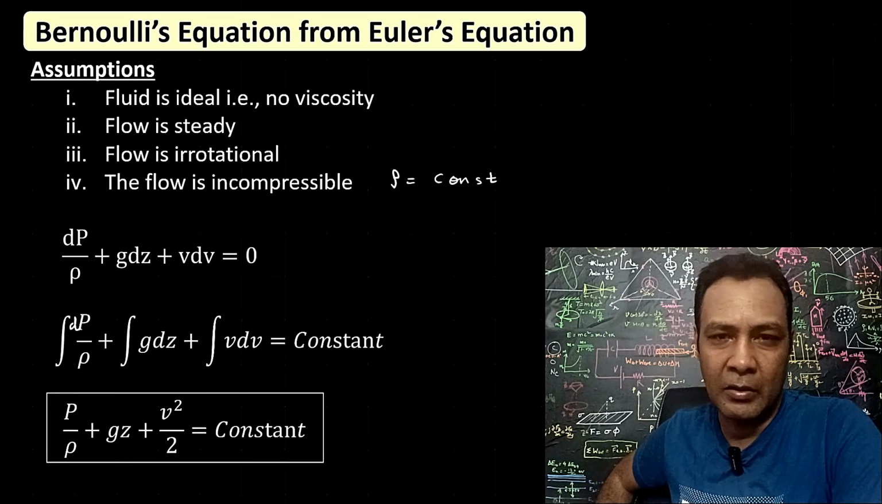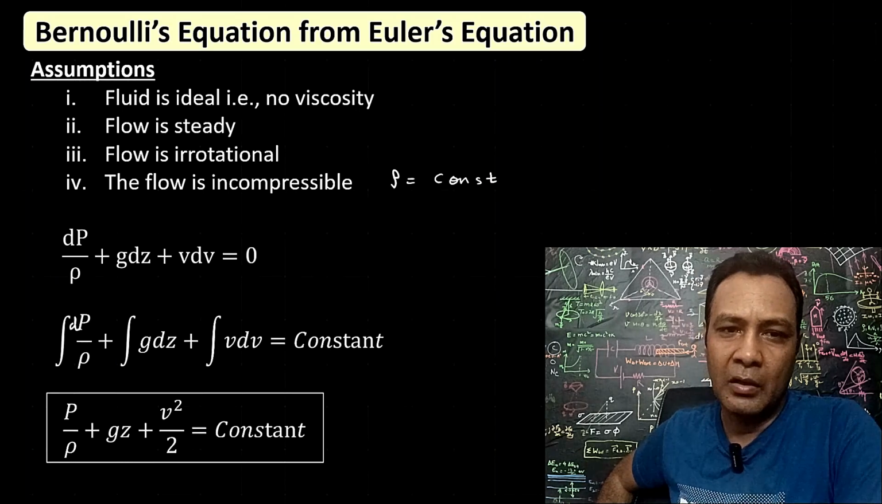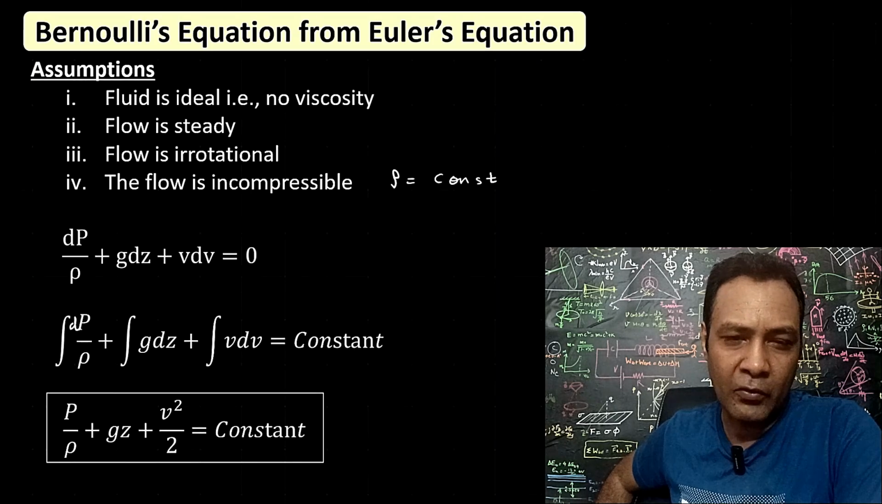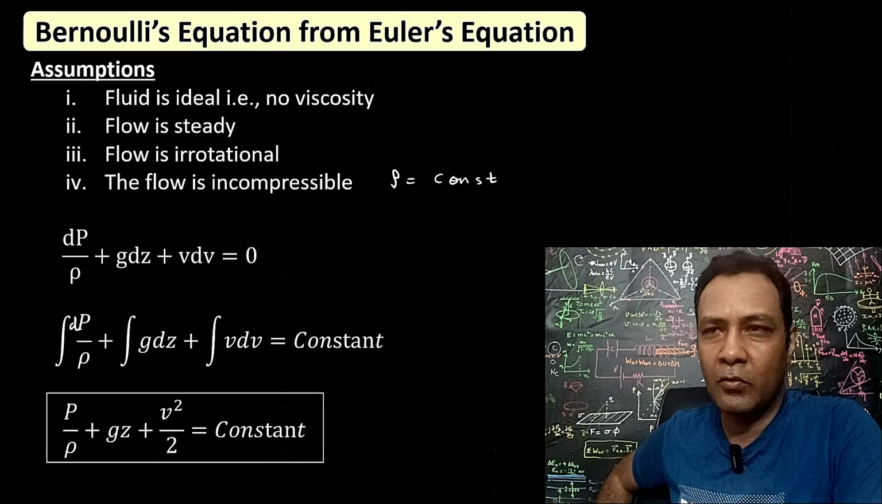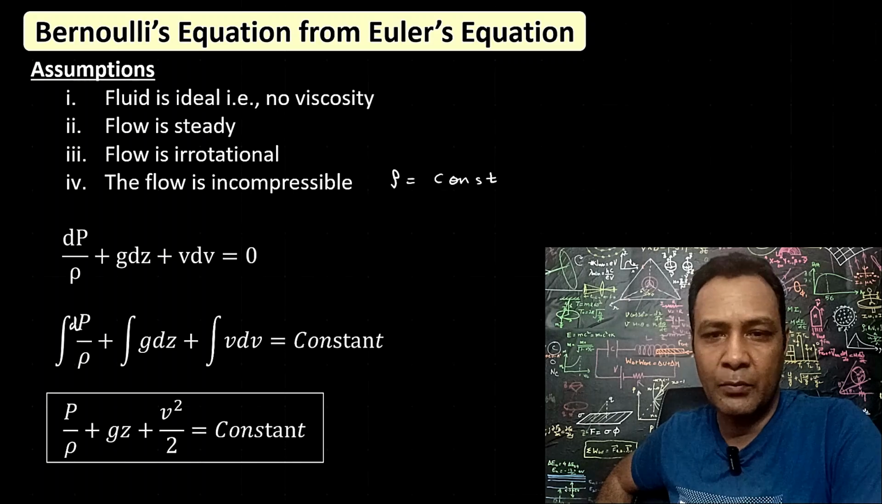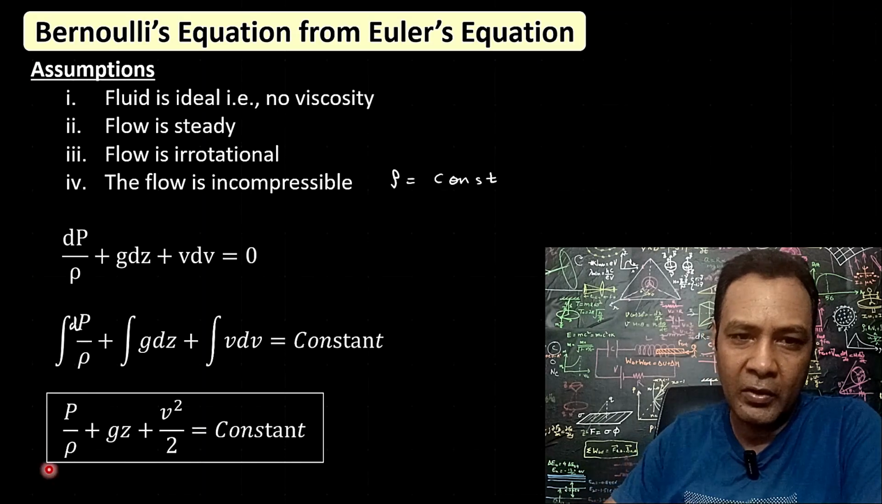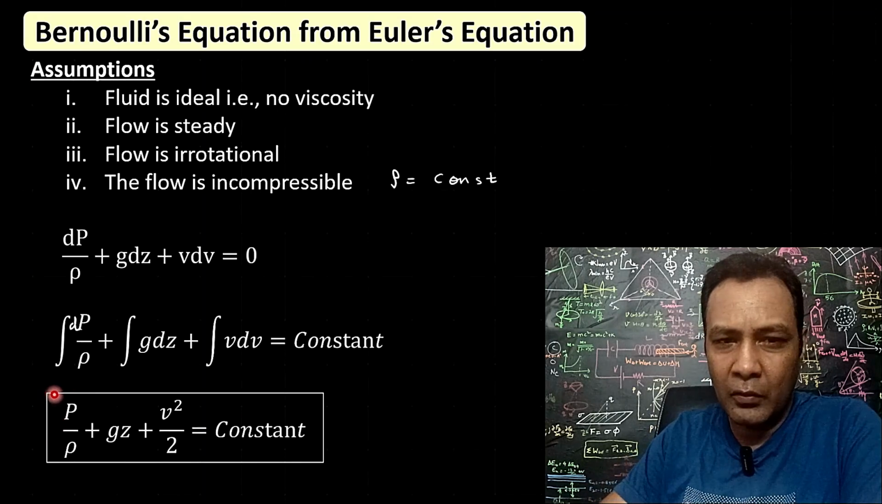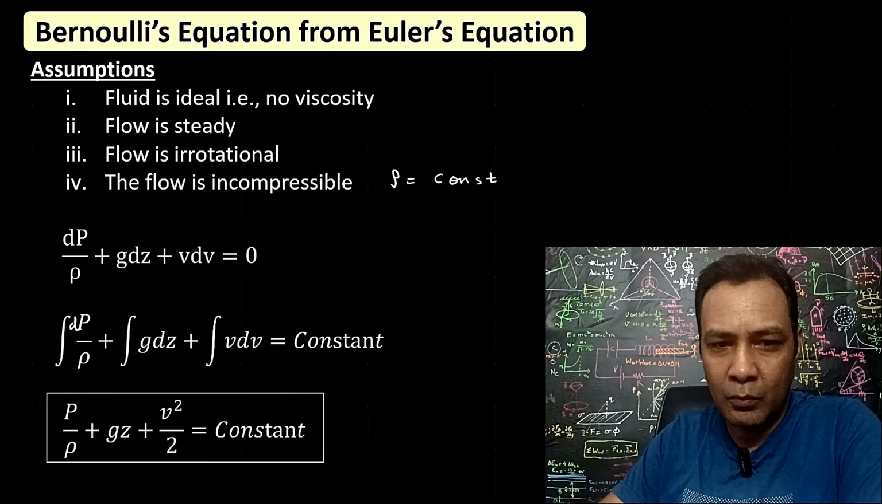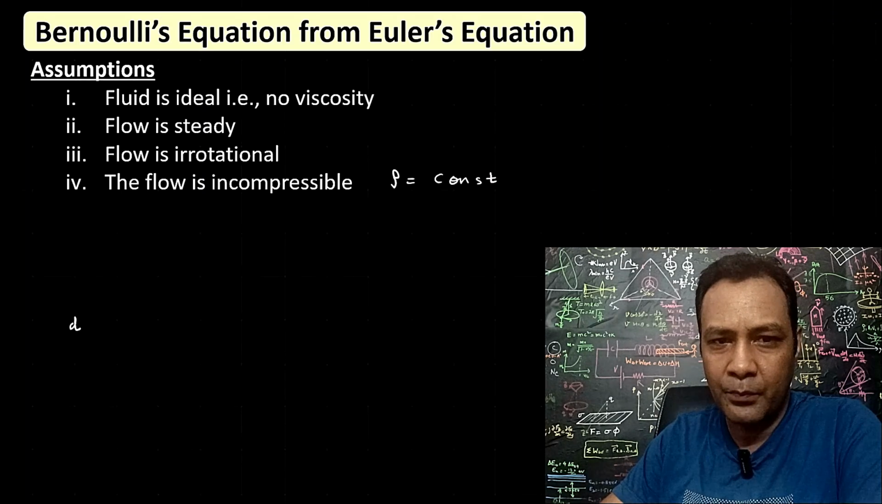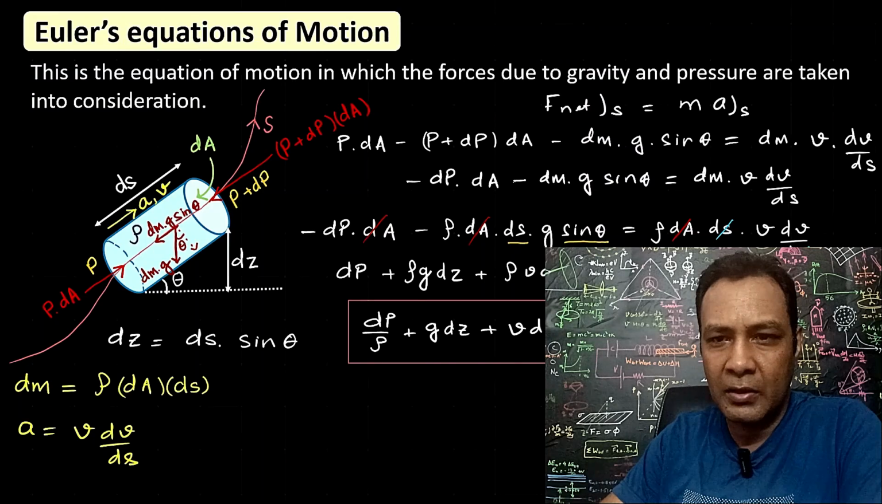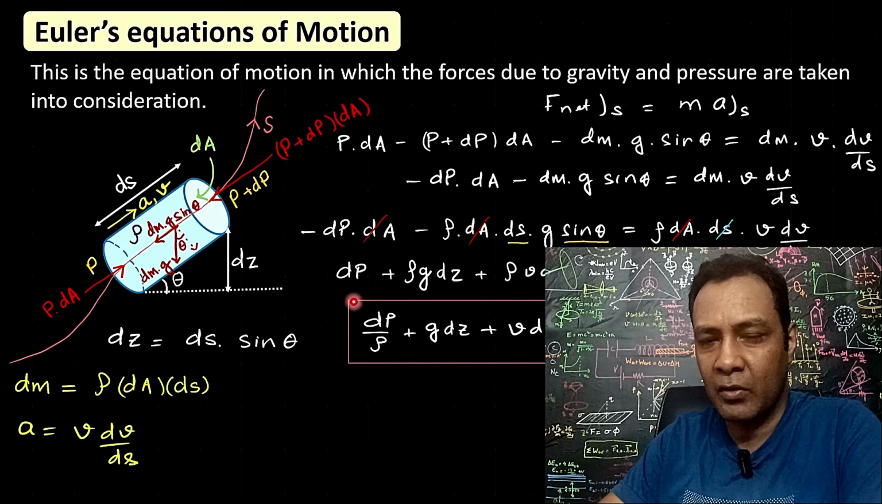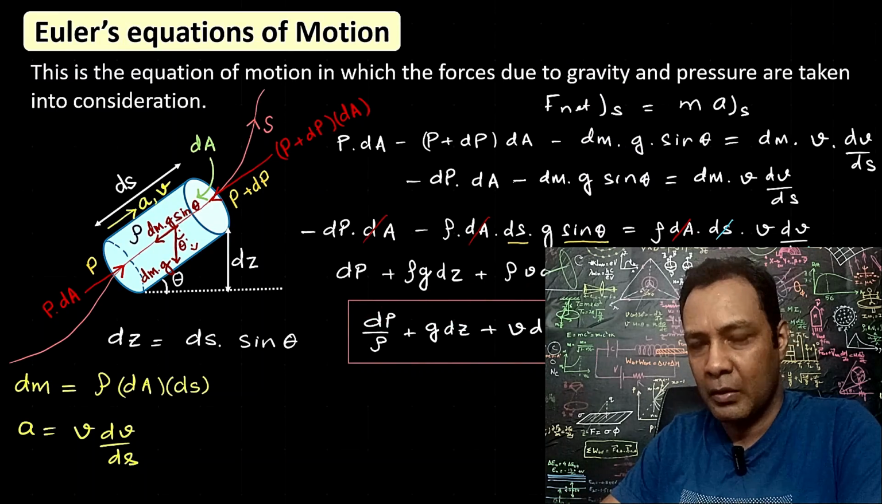And the meaning of that is that between any two points, the sum of pressure energy, kinetic energy, and potential energy per unit volume is a constant. So that's what we have derived. But now I want to go back to Euler's equation, and using this Euler equation I want to derive a very important result, basically for incompressible fluid flow.